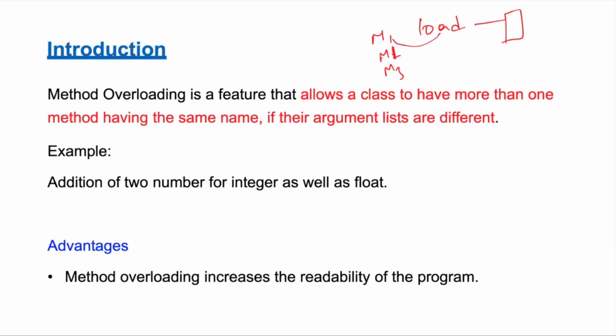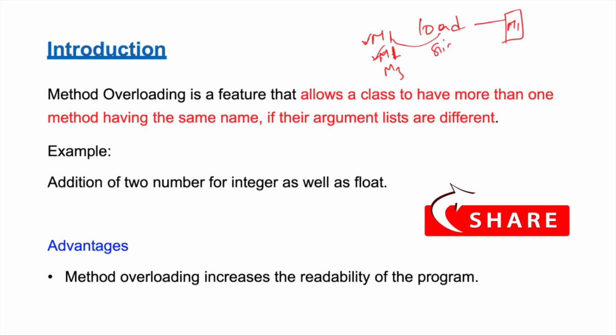For example, two numbers are there, M1 and M1. You are selecting any one particular thing and you are going to take it here. So this is what is known as a load. But how will it load? Both are having the same name, so how can we load these two? The key role played here for loading a method is its signature.